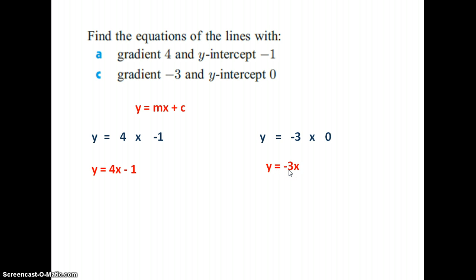Okay, now beside the presentation that you opened, there are 4 given gradients and y-intercepts there. What I want you to do is write the equations in your notebook, and I will check it when I get back.